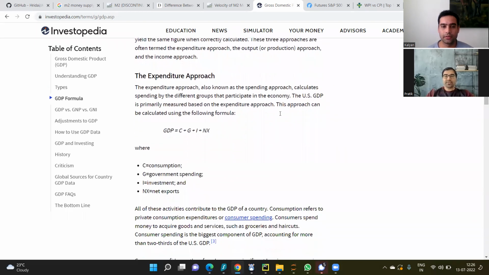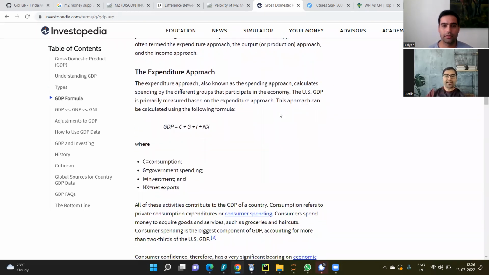Exactly. I don't want to get into technical details too much, but I just want to explain that the GDP can be calculated based on the expenditure approach or the income approach. It's both the same. The ultimate thing should be the same, which means that income of one person is expenditure of another person. Correct.